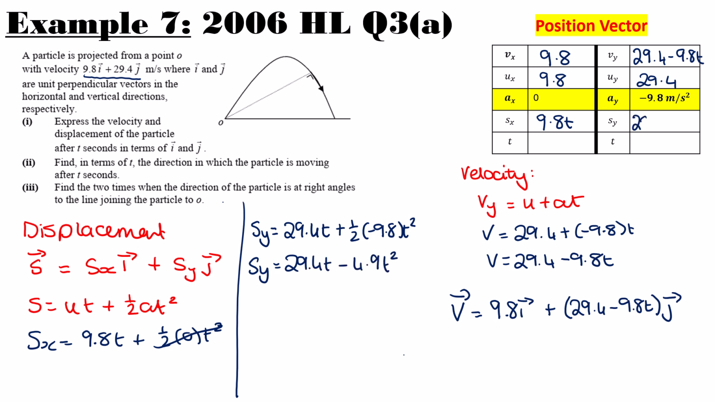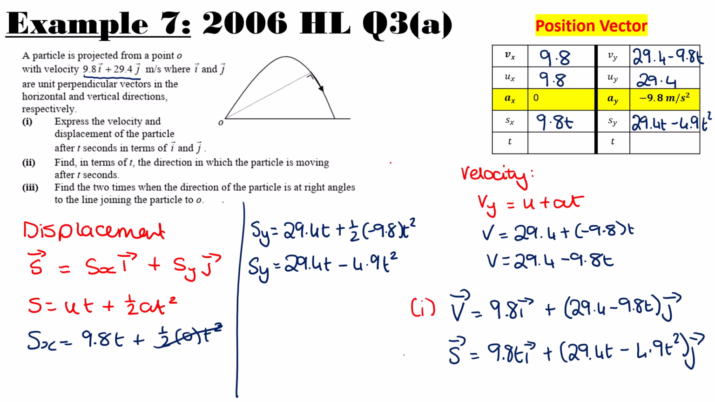So our displacement vector is 9.8t i plus (29.4t minus 4.9t squared) j. So that's our answer to part 1. Actually, I'll move it down here. So our velocity vector and our displacement vector in terms of i and j after t seconds.